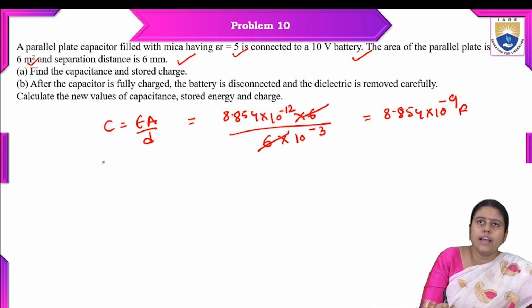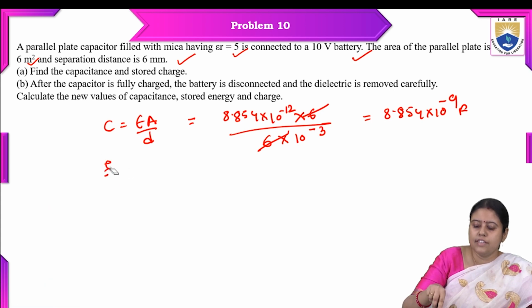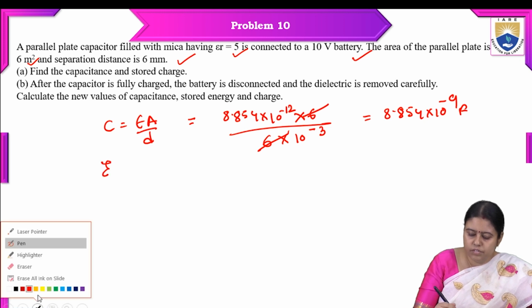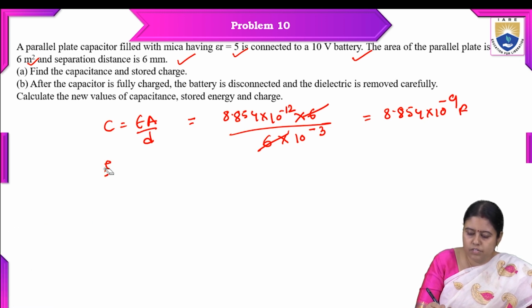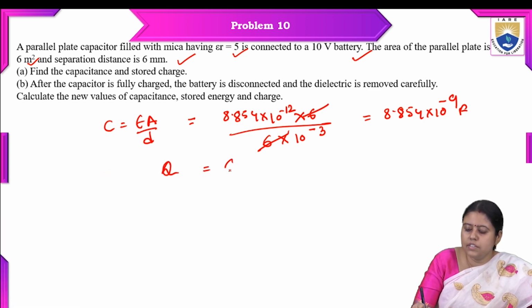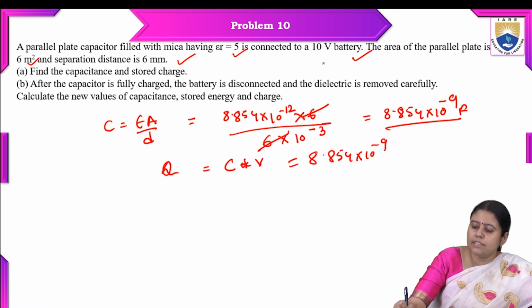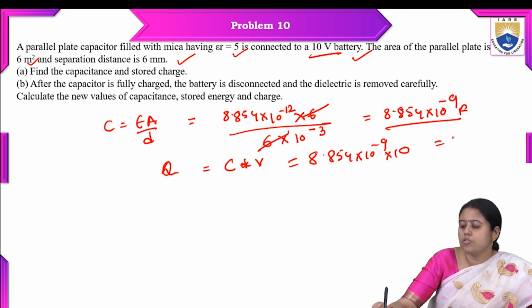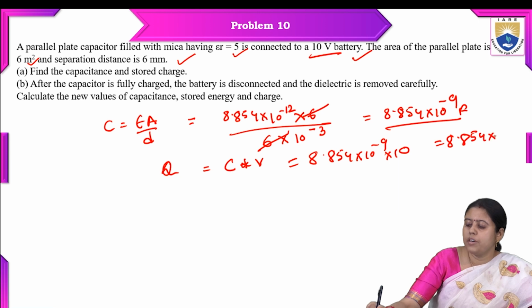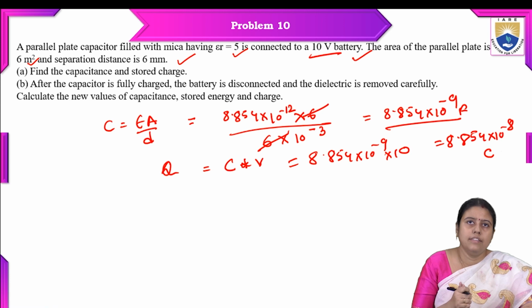Next, what is the energy stored? We have to calculate the stored charge. The charge Q is equal to C into V. What is C? C value we got 8.854 into 10 to the power minus 9. V is equal to 10 volt. So we are getting 8.854 into 10 to the power minus 8 coulomb. So this is the first part. The first part is very easy.